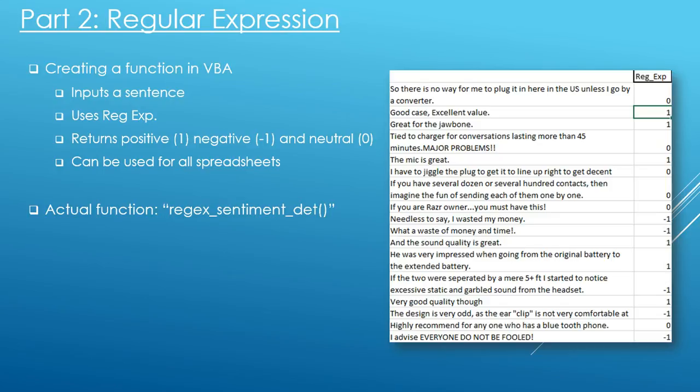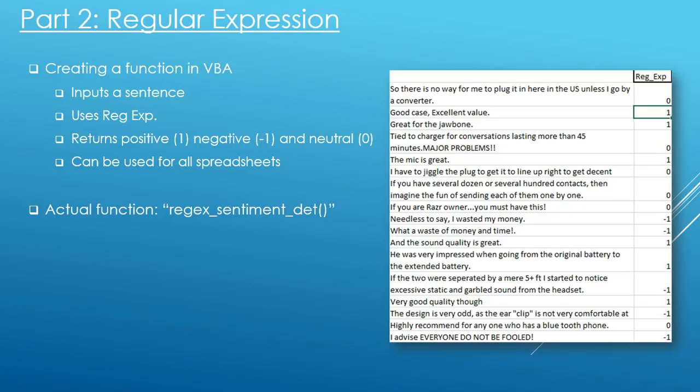For Part 2, the regular expression, what we did is we created a function in VBA, and what it does is it inputs a sentence, uses the regular expression, and returns 1 for positive, -1 for negative, and 0 for neutral. The reason why we did this is we wanted to go a little beyond the required minimum of binary and show that we can give positive and negative sentiment with 1, -1, and neutral. It can be used for all spreadsheets, and the actual function is called regex sentiment detection.